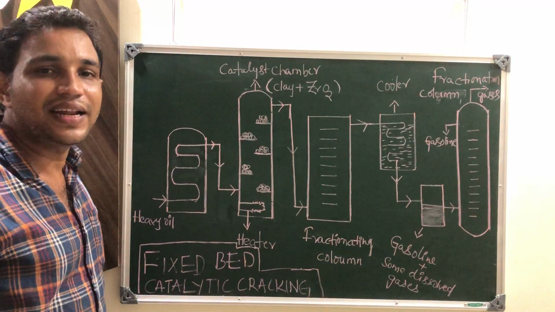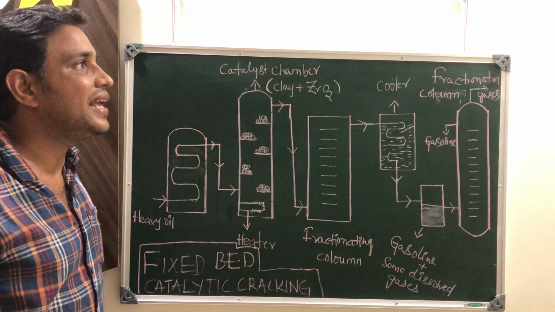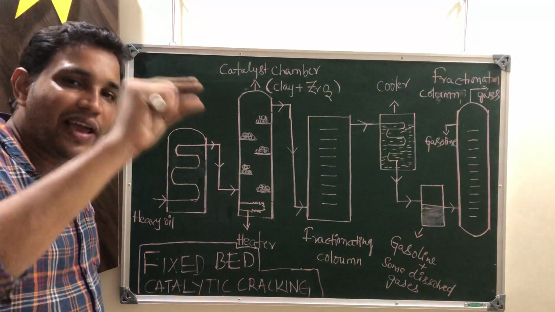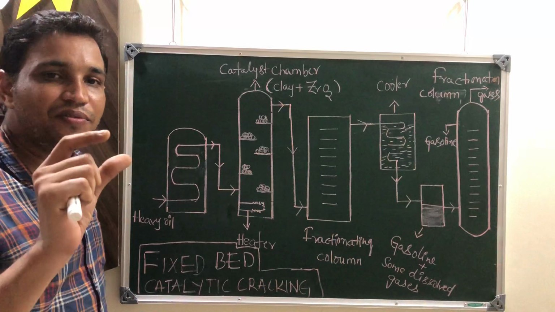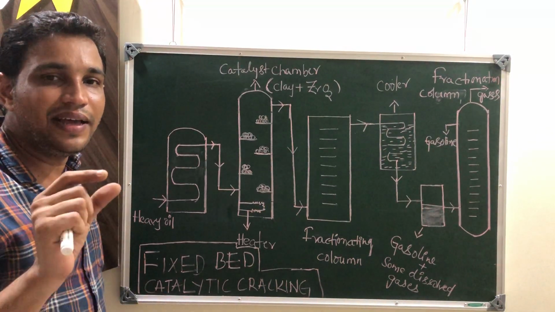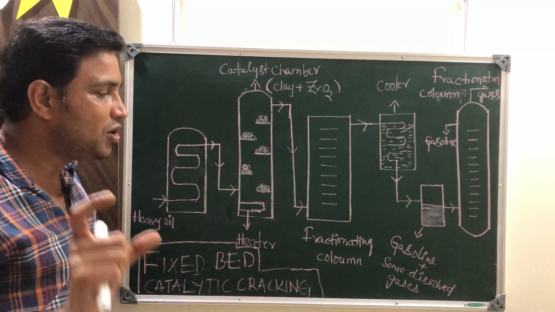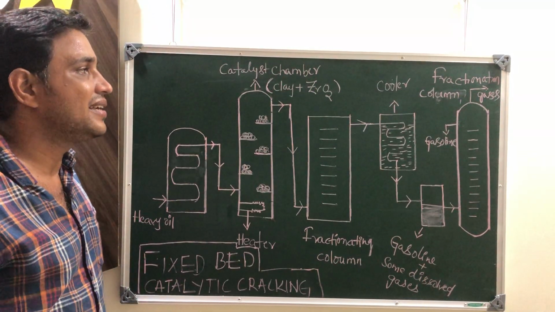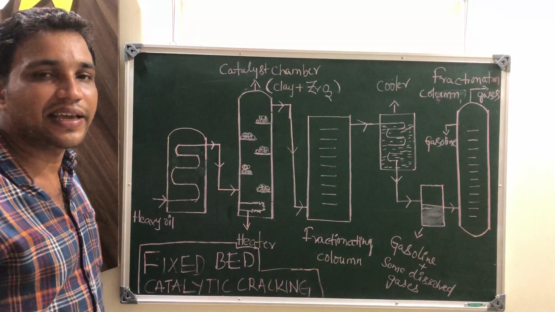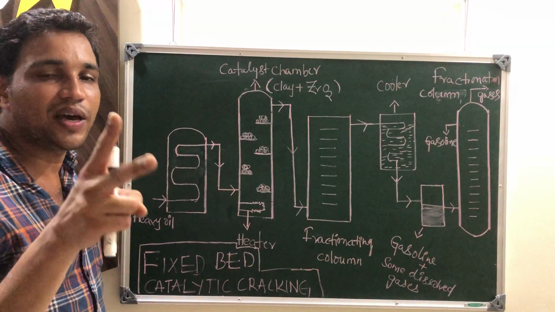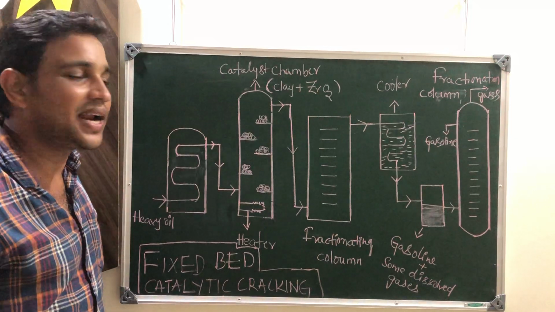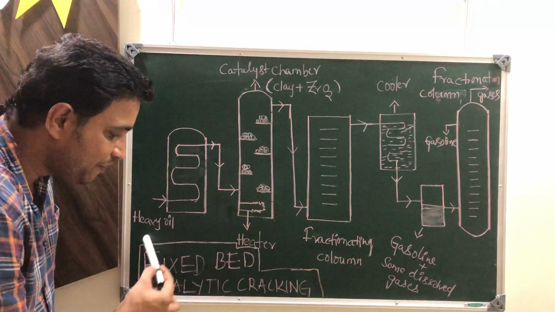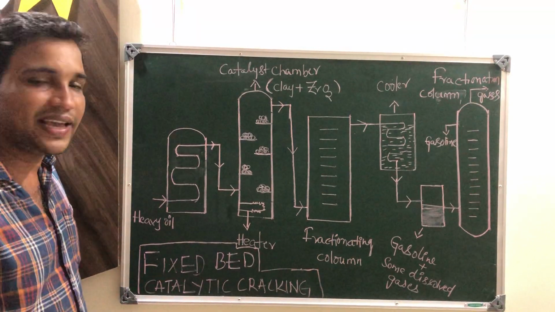What is catalytic cracking? By the application of a catalyst with the help of temperature and pressure, if we are able to do the cracking, it is catalytic cracking. In catalytic cracking, we are going to study two types. One is fixed bed catalytic cracking.